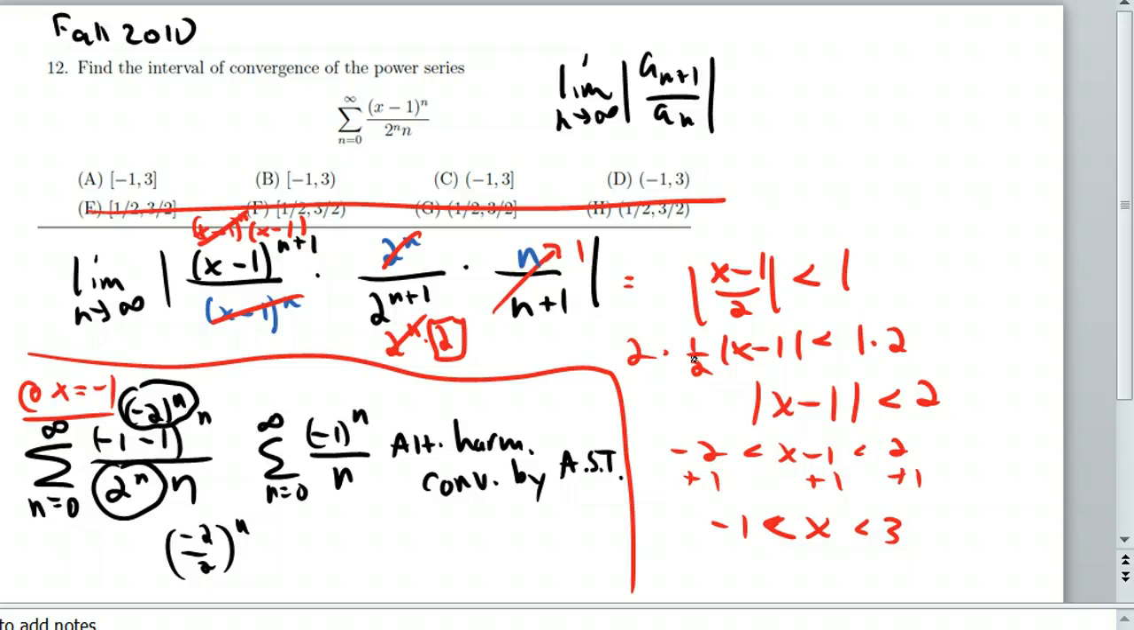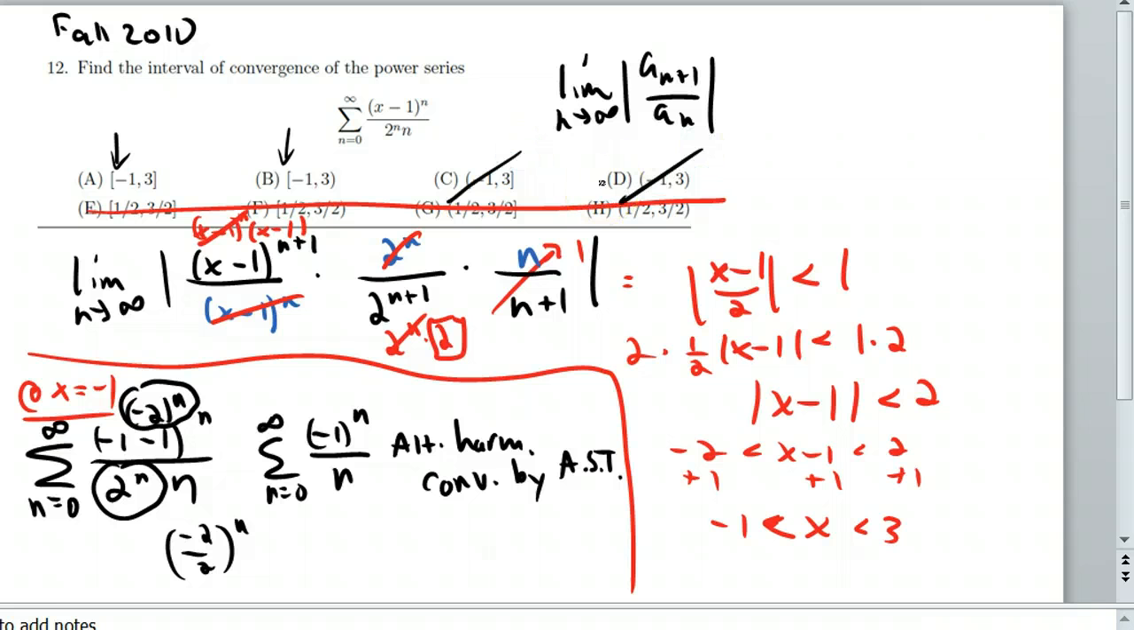It's conditionally convergent, but at this point we don't really care about conditionally convergent versus absolute convergence versus divergent. When we get convergence, that's good enough. We don't care about the strength of it. So the negative 1 gives convergence, so we should use the square bracket on negative 1.